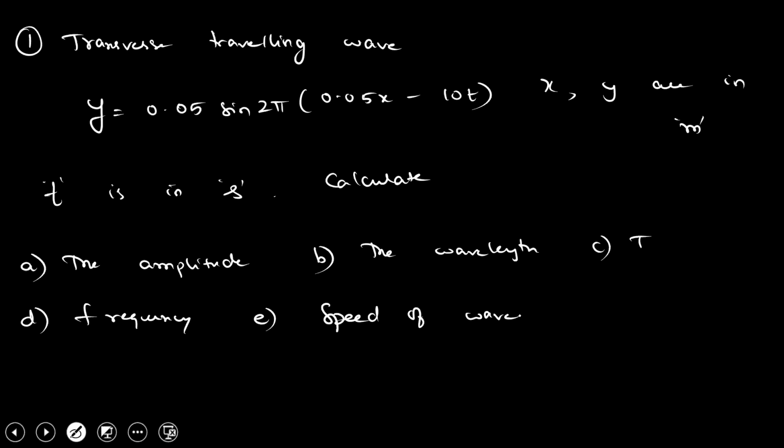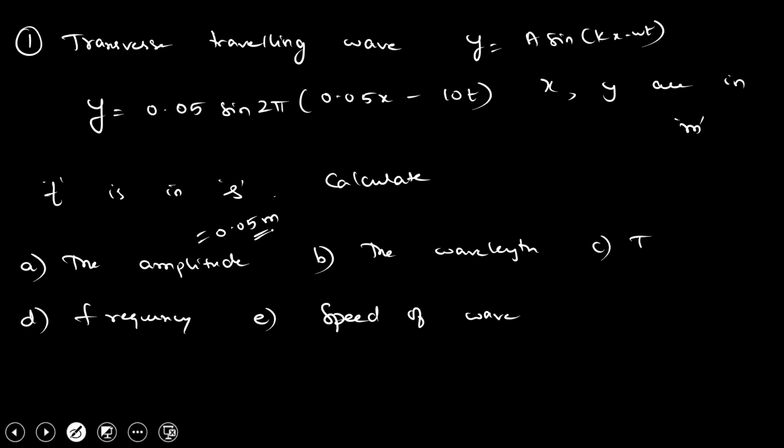What will be the answer for the first one? Amplitude is... So we know that y is equal to a sine of kx minus omega t. So if you do the comparative study, a0 is 0.05. So the amplitude is 0.05 meter.